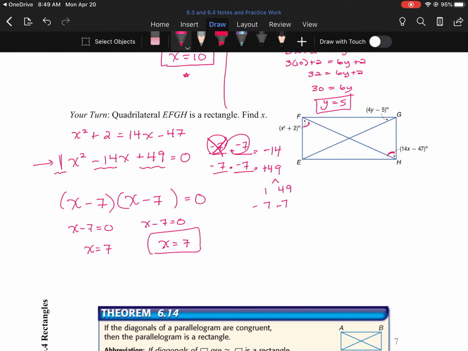Now I can show you how to find y. I know this problem doesn't ask for it. I'm going to go ahead and delete this so we have some room. But to find y, it's not too bad. Since all of the diagonals bisect each other, I know that this segment is equal to that segment, which means this is now an isosceles triangle, and my two base angles are congruent, so those two. Now that we know that x is 7, I'm going to substitute that back in. So 14 times 7 minus 47. So this angle is 51 degrees, which means that one's 51 degrees.